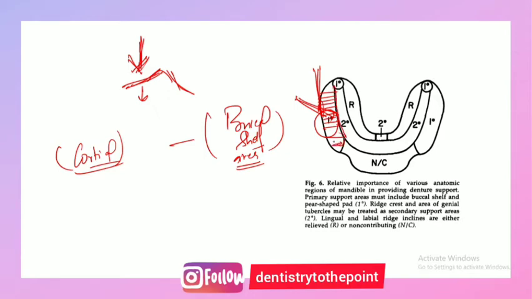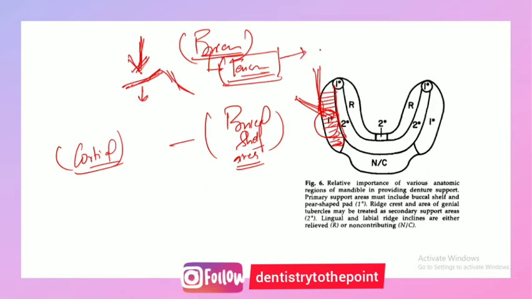Along with that, it has tendinous attachments of the buccinator muscle, which is going to create a tension effect. This tension effect is going to prevent remodeling as well as resorptive changes. Along with that, you have your pear shaped pad. This pear shaped pad is different from the retromolar pad.